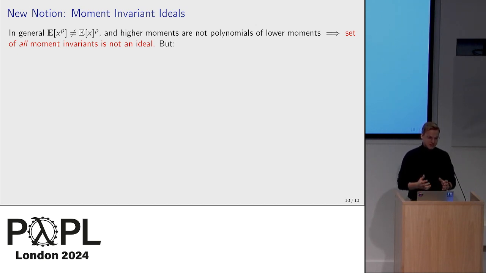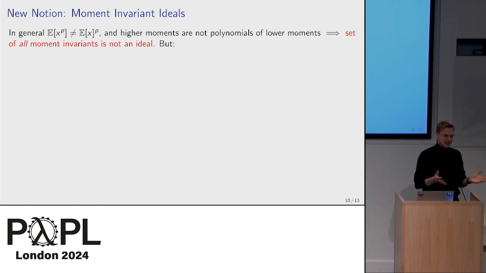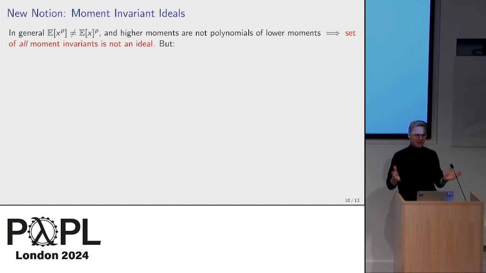And if you are asking yourself in the previous example, why only the first two moments? Can't we now look for, let's say, all polynomial invariants among all moments, like among all infinitely many moments? But as you know, in general, you cannot pull the power out of an expected value operator. And this is intuitively the reason why the set of all polynomial invariants among all moments does not form an ideal and in general does not have a finite basis that we could provide.